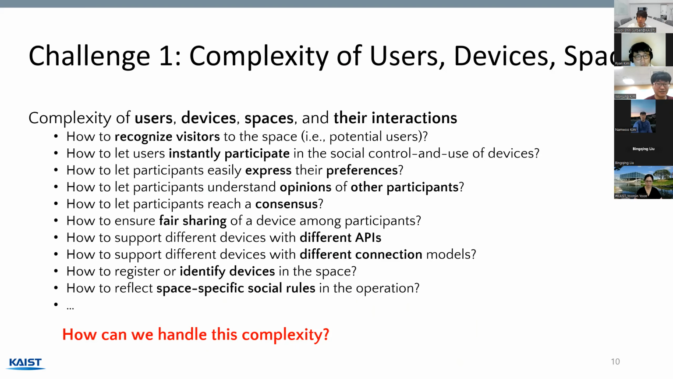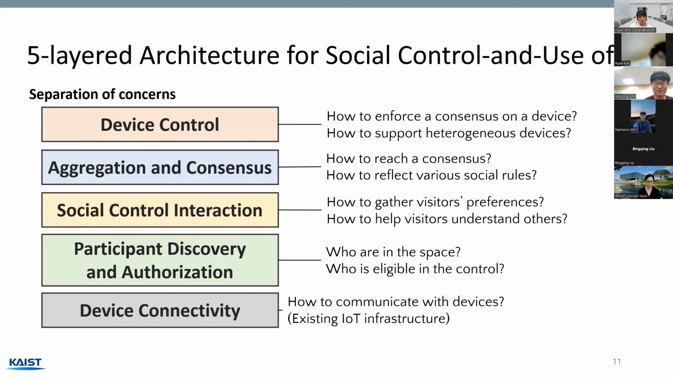Social control and use is a very complex problem. The system should mediate dynamic interactions among devices, spaces, and participants. The system should address a diverse set of technical issues, and let me name a few: authorization or control interface design, aggregation policy, device interoperability. So how can we manage this complexity of the unexplored problem? As an initial attempt, we suggest a 5-layered architecture. We applied the principle of separation of concerns and grouped the technical issues to drive these 5 layers: device connectivity layer, participants discovery and authorization layer, social control interaction layer, aggregation and consensus layer, and device control layer.